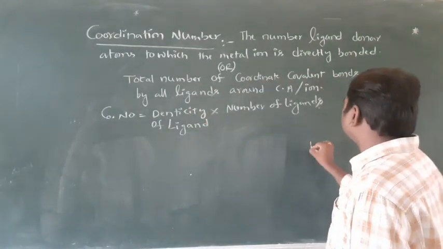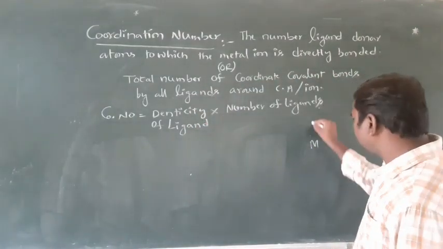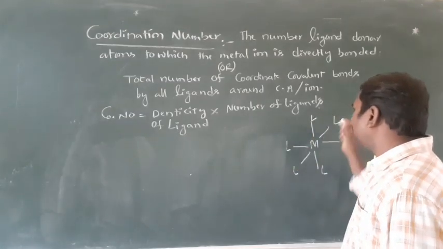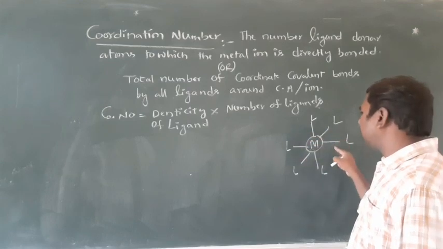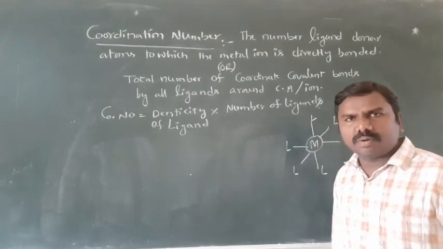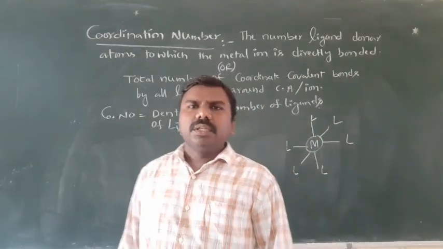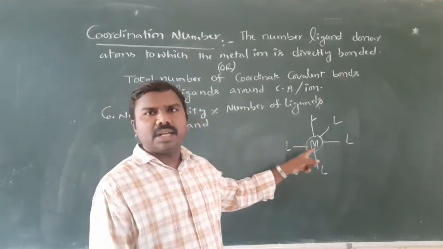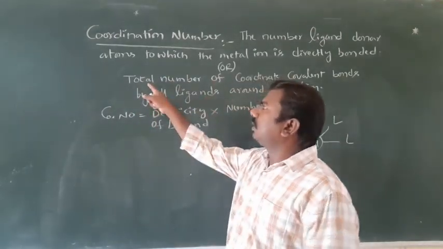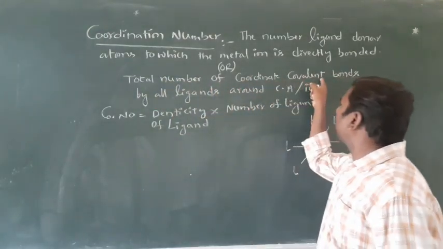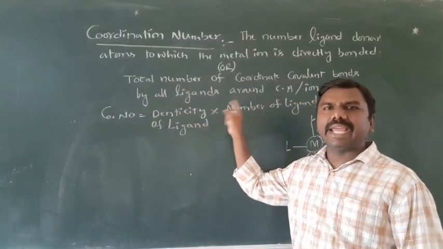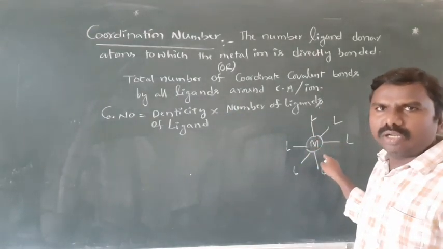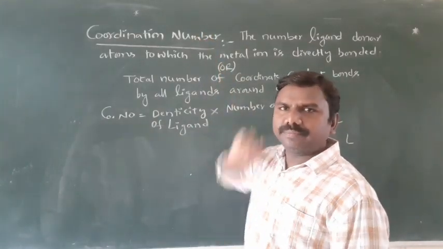As we discussed in the last class, this is the central metal atom, and these are the ligands. Totally this metal atom is surrounded by 6 dative bonds, 6 coordinate covalent bonds. This number is called the coordination number of a central metal atom. So the definition: total number of coordinate covalent bonds by all ligands around the central atom is called coordination number.